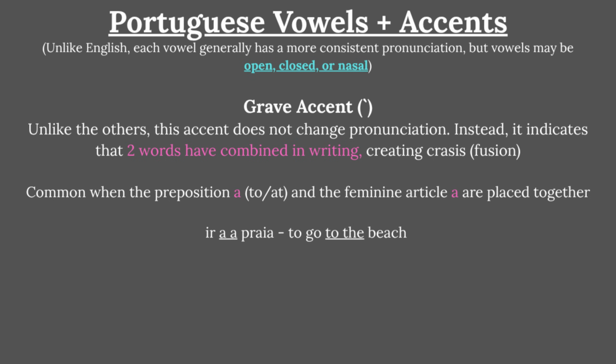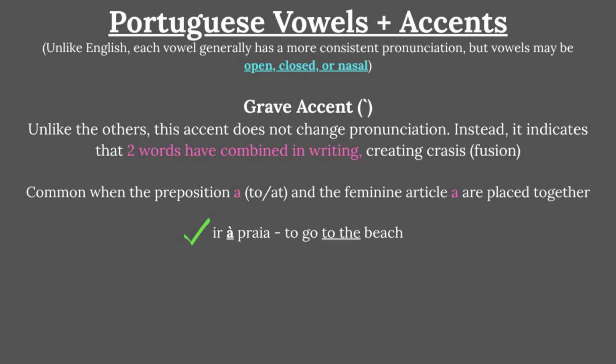An example is the saying ir à praia, to go to the beach. When saying this phrase, it's not uniform to pronounce the same vowel sound twice, so Portuguese merges the sounds into one, written as ir à praia, to go to the beach.